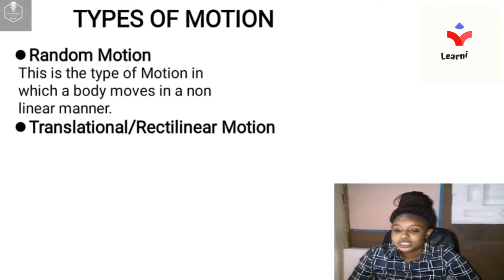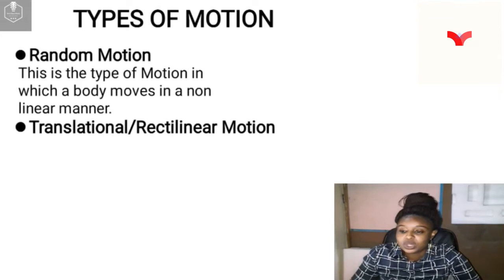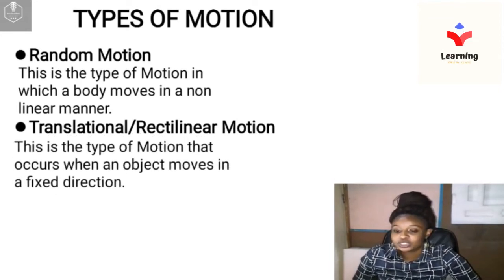The second one is translational or rectilinear motion. Rectilinear motion is a type of motion that occurs when an object moves in a fixed direction, that is, in a straight line manner. For example, a car that moves from one fixed point to another, or a human being going in a straight line direction. The type of motion there is what is known as translational or rectilinear motion.